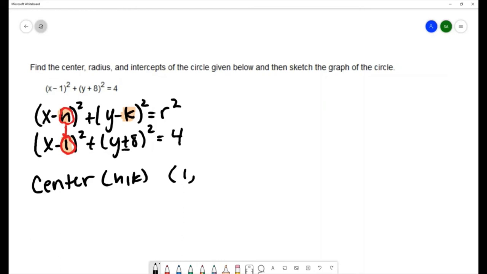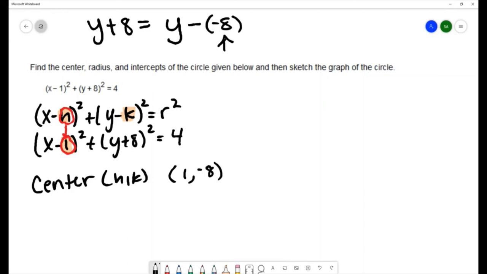But every addition can be written as subtraction, and you do that by adding the opposite. So y plus 8 is the same thing as y minus a negative 8. So that number after the minus sign is a negative 8, and that is the y-coordinate of our center, or k.